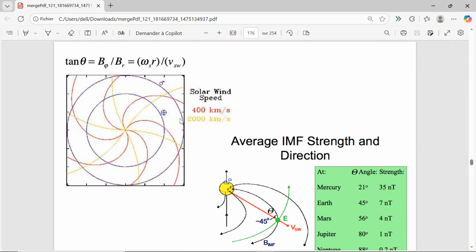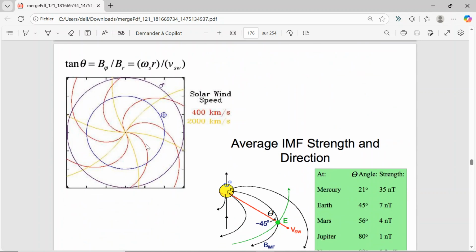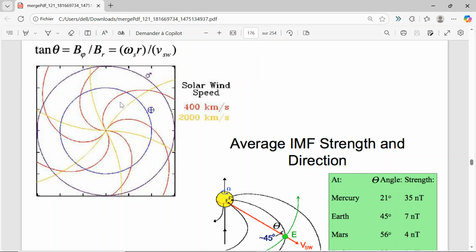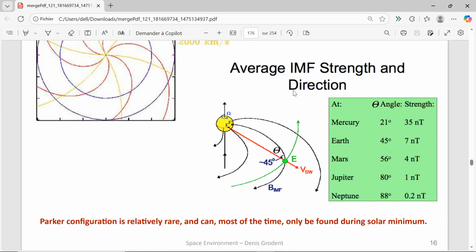As I said, depending on the solar wind speed, we see that the speed is decreasing here, so the particle spiral is more pronounced. This is exactly what we say here: when the particle spiral is less pronounced, less bent, the magnetic field is less bent when the speed is very large.